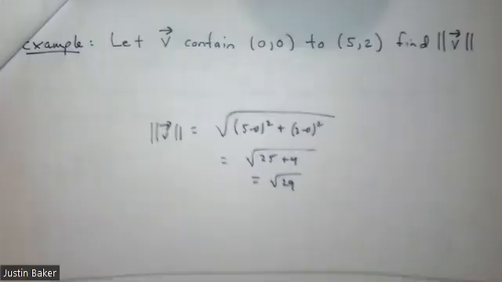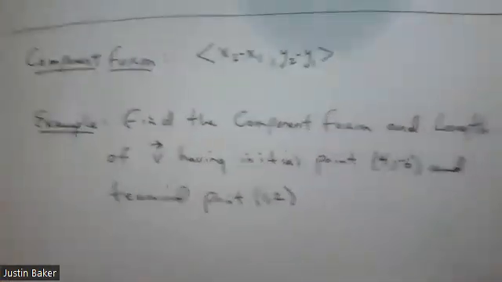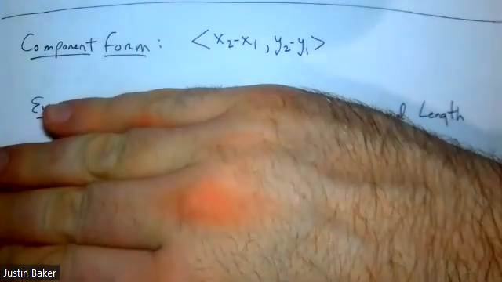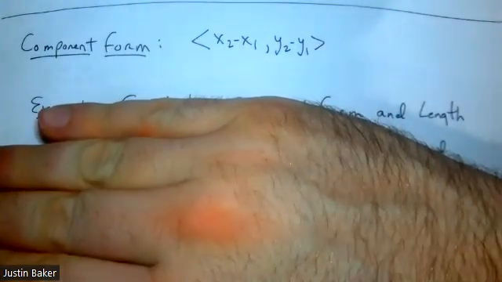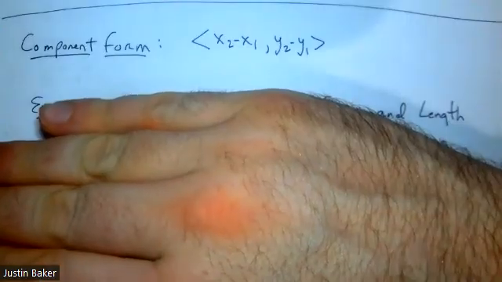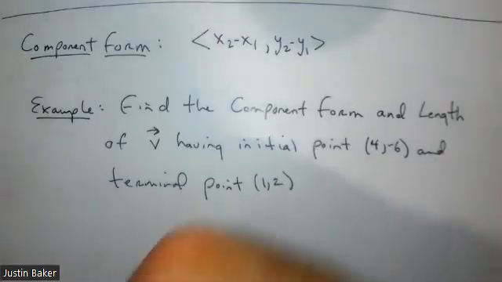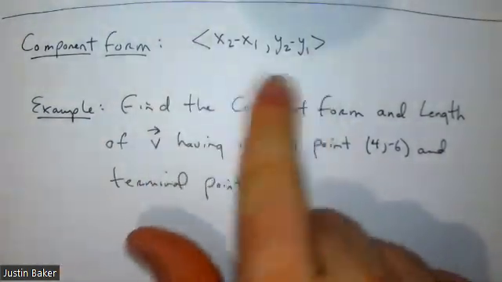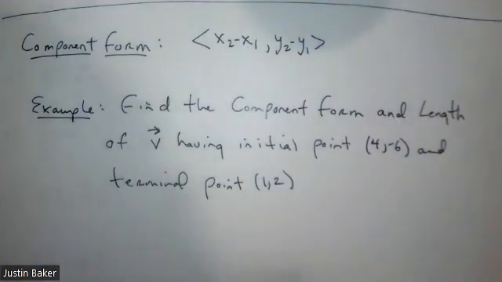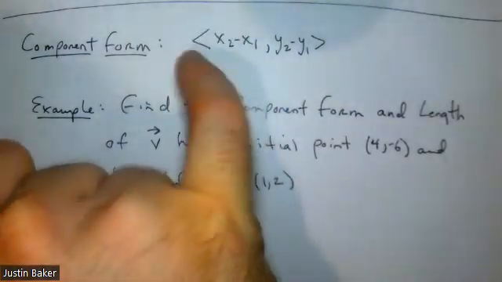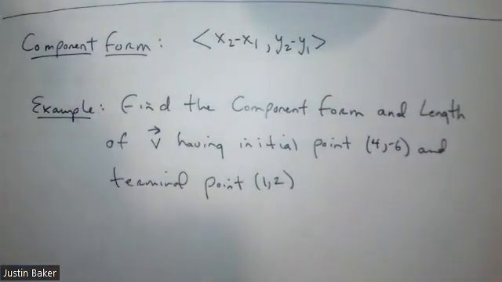Okay. Next is component form. So this is written up here. The component form of something is when you do the subtraction of the x's and the y's, and you just get one ordered pair. So if it's written with these sideways brackets, this is called component form. And component form is you're only going to get one ordered pair, and that ordered pair is the subtraction of those two.